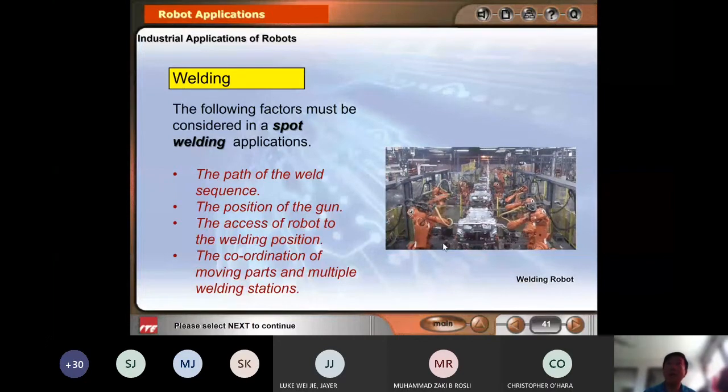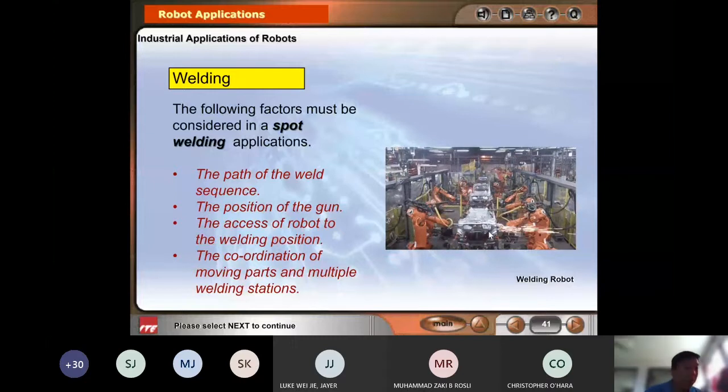The access of the robot, what do I mean? This means whether the robot can go to the place that you weld. If you realize, this gun is very, very big, it's like a gripper, but actually it's a welding gun. It's very big. So the robot will be in a position that it can reach all the places that it's doing. That is why you can see there are 4 robots here doing the job. Why? One robot cannot do every part. This robot cannot reach this side. This robot cannot reach the other side. So they actually need 4 robots to do the job.